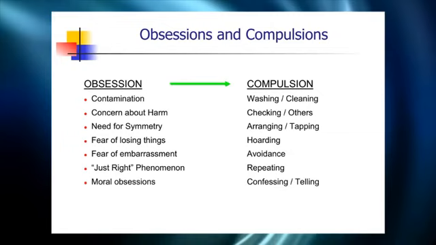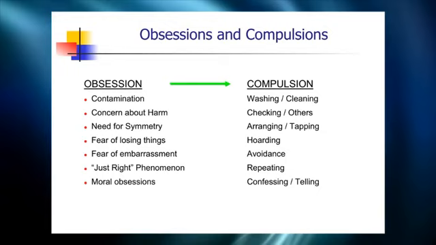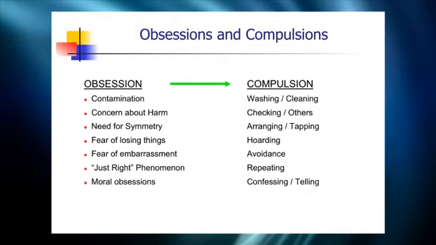Needs for symmetry, as I described, which can lead to arranging or tapping. We have kids that have to always do things evenly. So if they bump into something on one side, they need to bump it on the other side, just to keep things even. One of the first patients that we saw in our clinic was a little girl that was taking tennis lessons. And every time she hit a forehand, she had to turn around and hit a backhand. And she was driving the tennis instructor crazy.